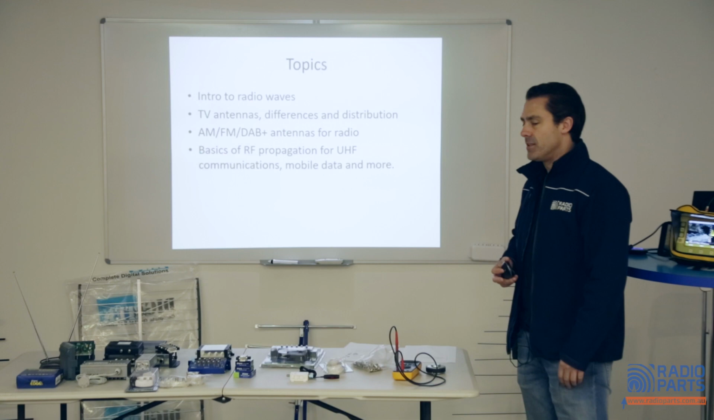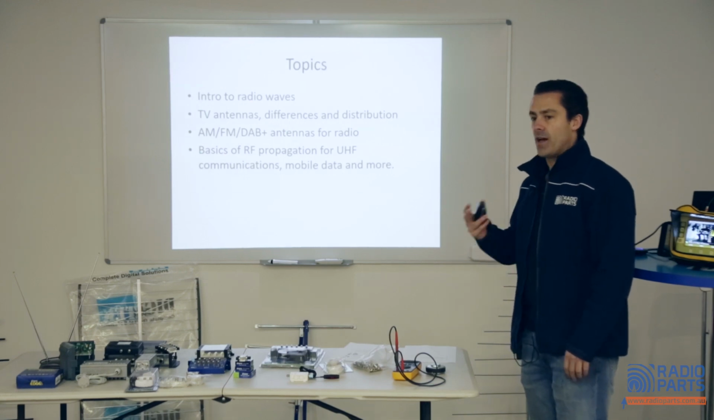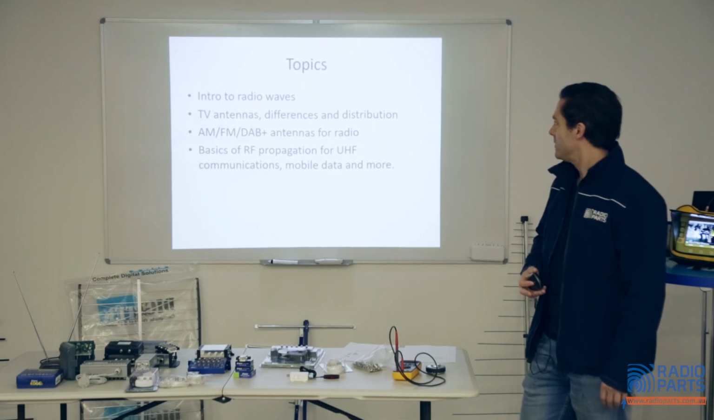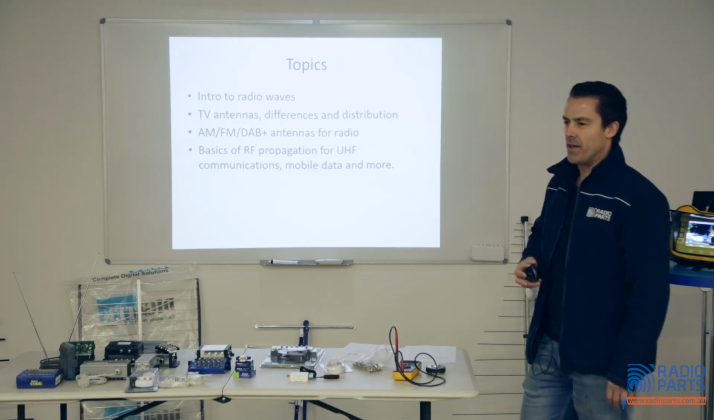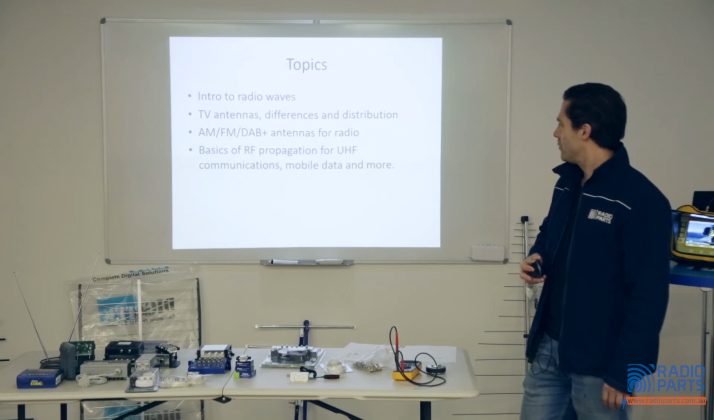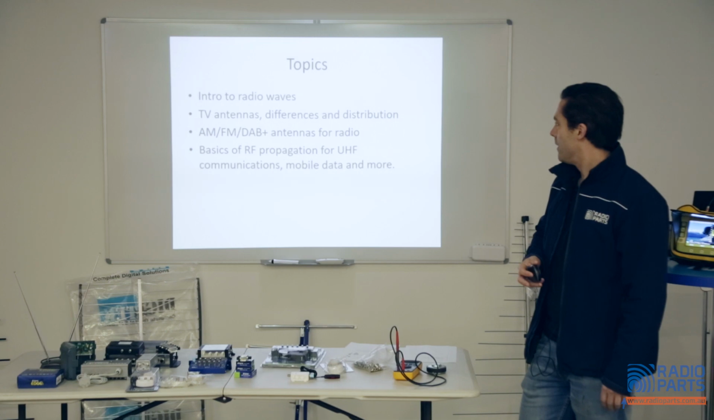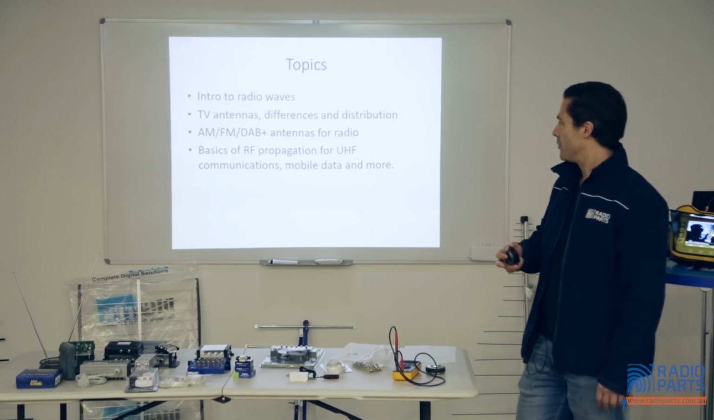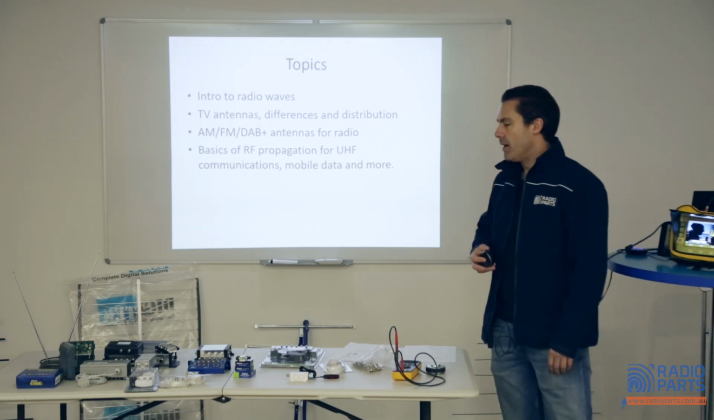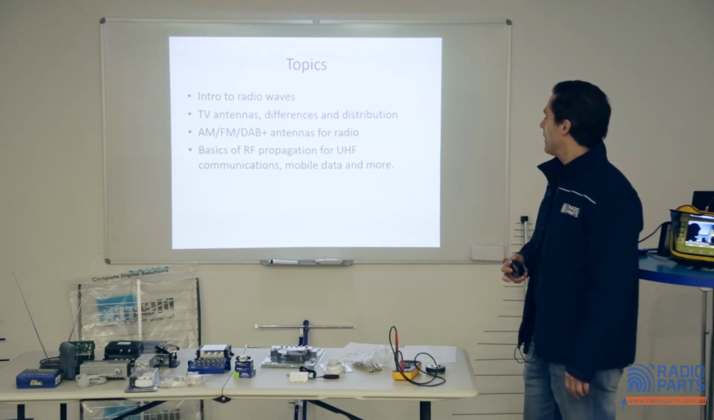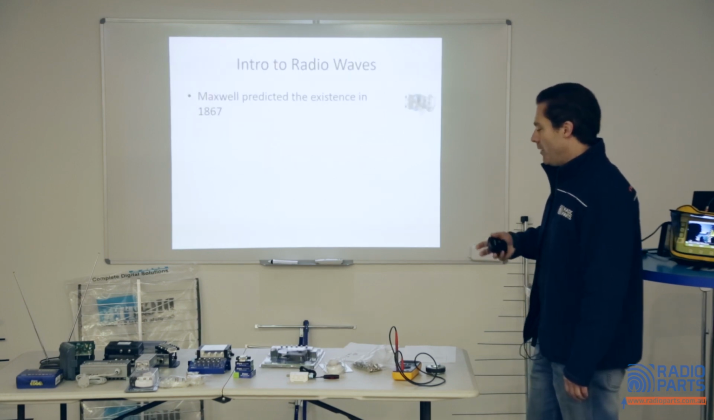Then TV antennas, differences in distribution. We're going to have a look at the probably three main types of TV antennas. A little bit about AM, FM and DAB, but we covered that in the last training session or recently. And just how RF works. And a little bit about the mobile data too, because that's a big subject, of course, these days with the introduction of 4G and now 5G. So yeah, a little bit of background.